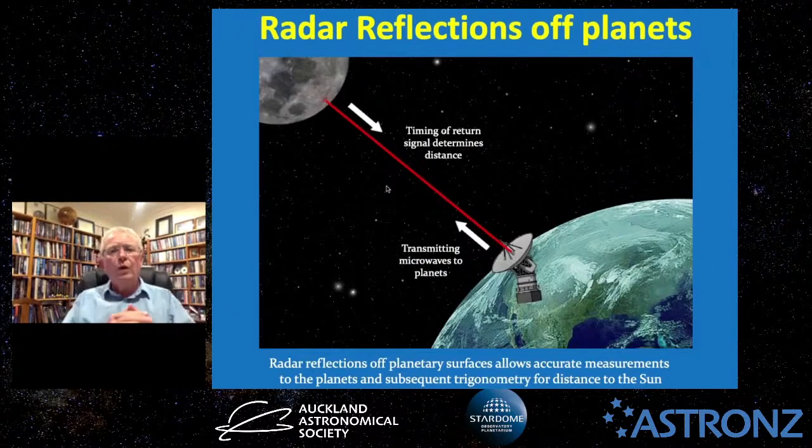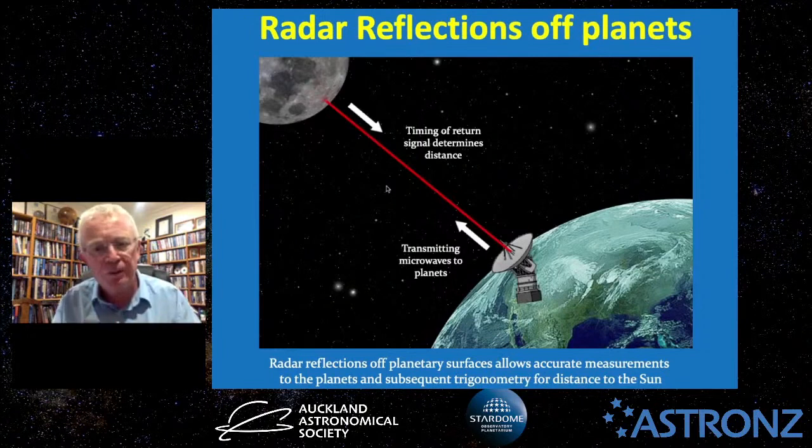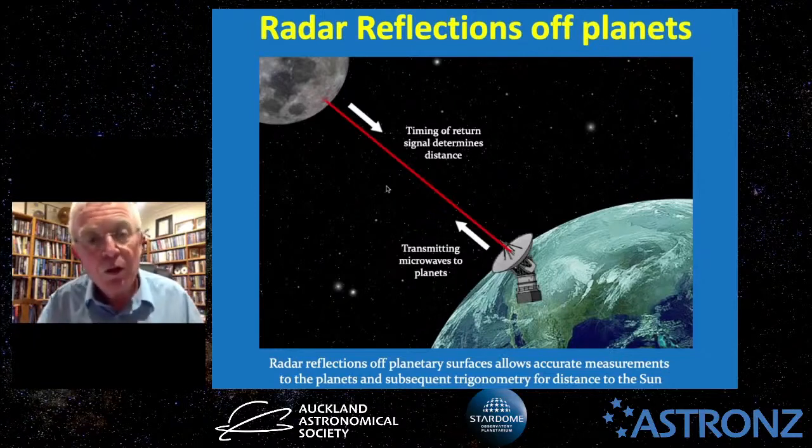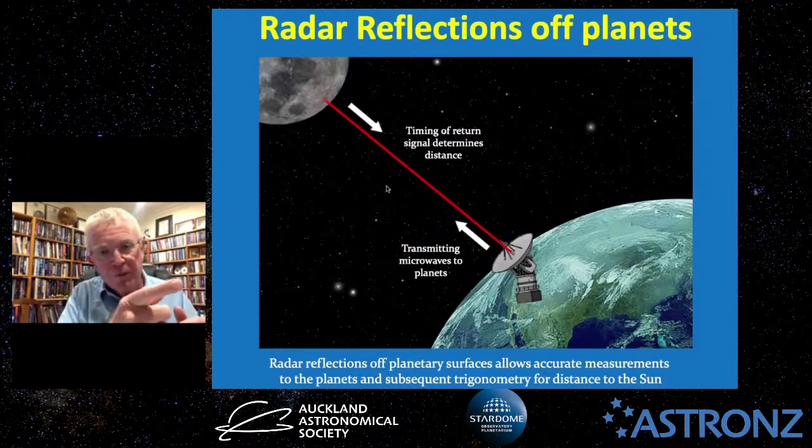So how about this? There's a similar principle of doing that same sort of thing, but to the planets. But this time what they're able to do is get the big radio telescopes, transmit microwaves, that's light at microwave wavelengths, to the surface of the planets. That would bounce back again. And once again, the timing of the return signal would give you the distance to the planets.